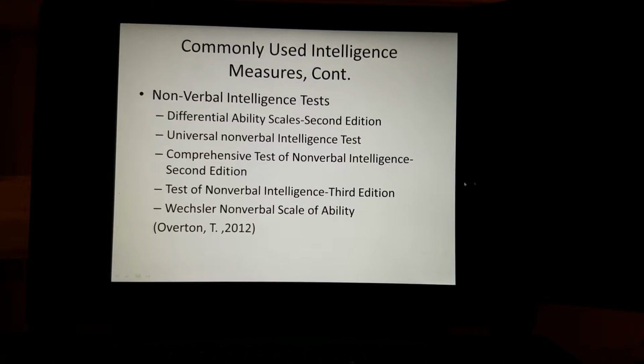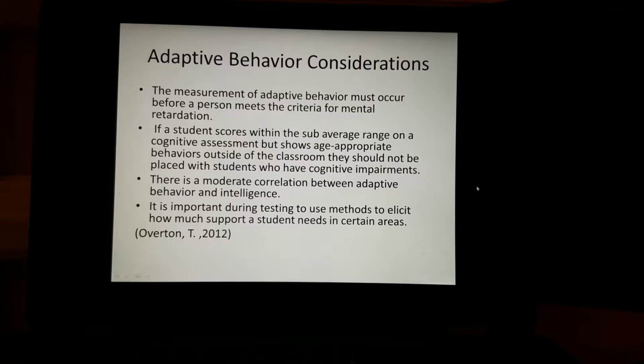Okay, we're going to move on to the issue of adaptive behavior consideration. So you want to make sure that you measure adaptive behavior before a person meets the criteria for mental retardation. And adaptive behavior is how well a student adapts to the environment. So just because a student scores within the sub-average range on a cognitive assessment does not mean that they're going to be placed with students who have cognitive impairments.